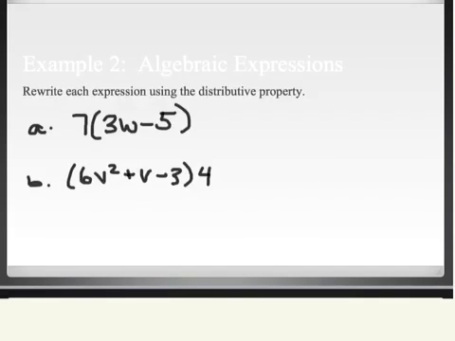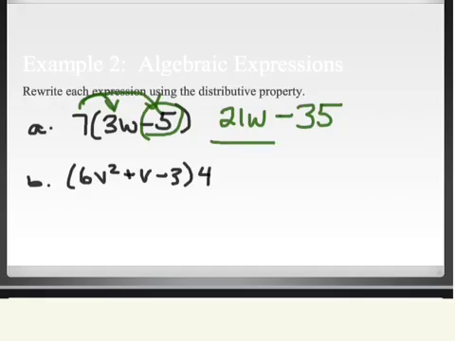Okay, our second example, we're going to be taking a look at some algebraic expressions. We're going to rewrite each expression using the distributive property. So, if we're to do this, what I'd like us to do is take a look at the 7, recognize that we need to multiply it by each term inside the parentheses. So 7 times 3w gives me 21w, and 7 times a -5. I look at that as a -5. 7 times a -5 is going to give me a -35. We can talk about that more if that seems strange.